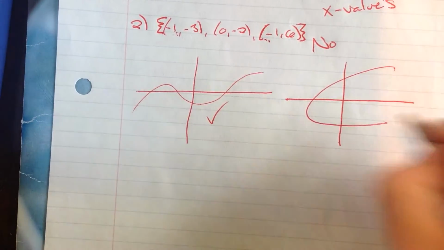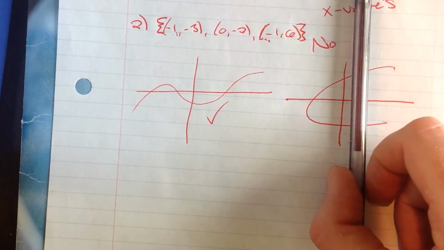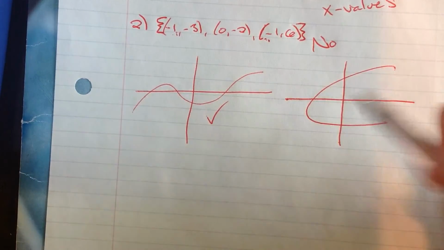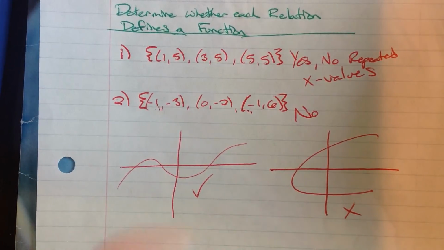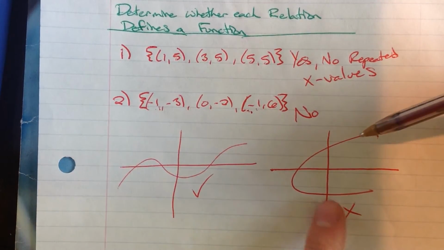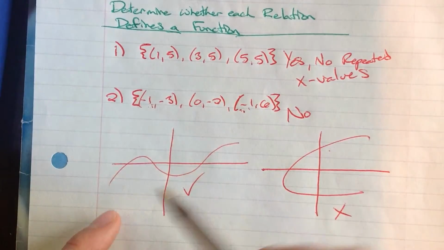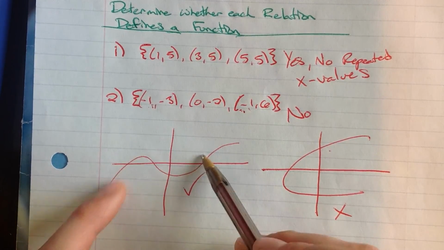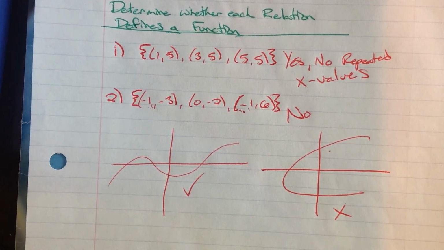Something like this, because any vertical line would go through 2 points on this graph, this would not be a function. And that's what these points are saying. If I have a repeated x value, it would be this case. If I don't have a repeating x, but repeats in y are okay, that just means I got up to the same height at some point, but I didn't have a repeat in the x, so I would not be crossing more than one point.